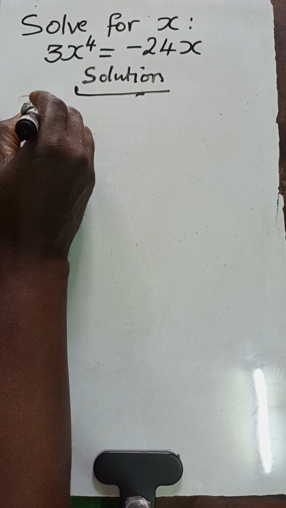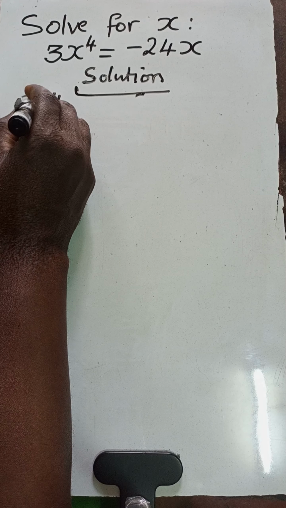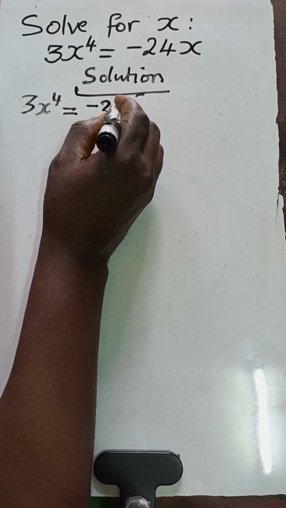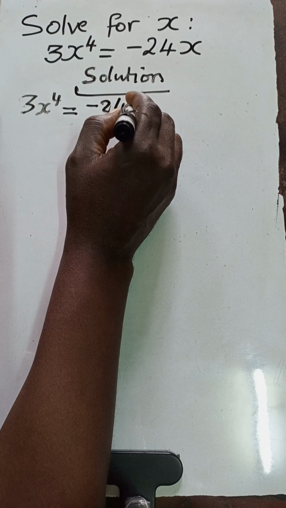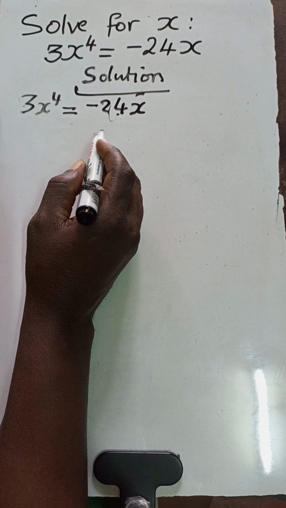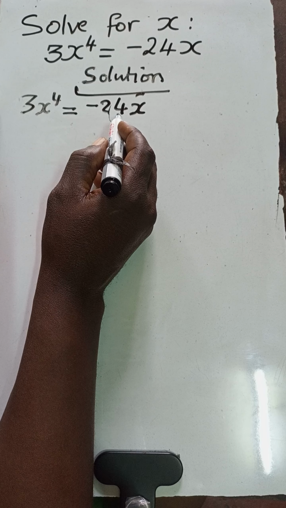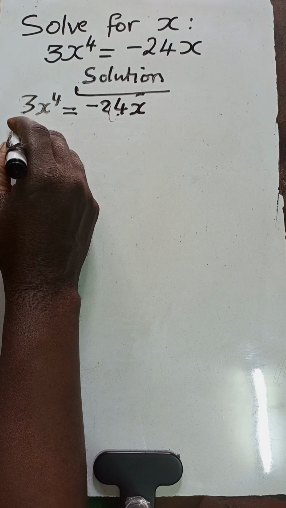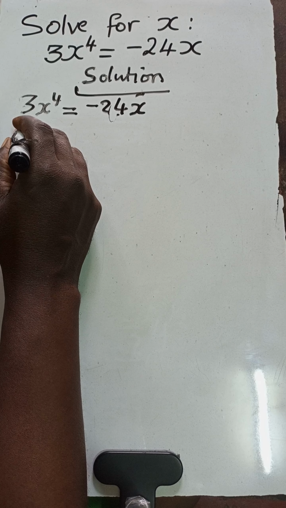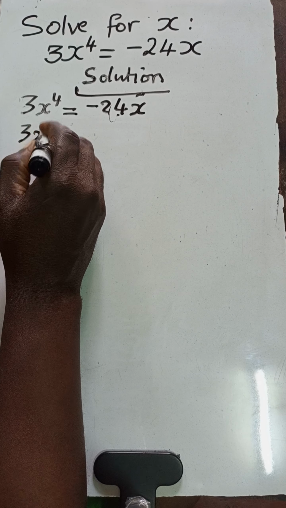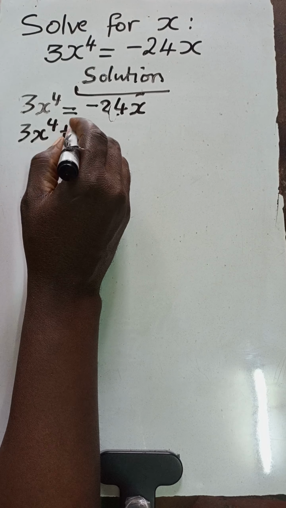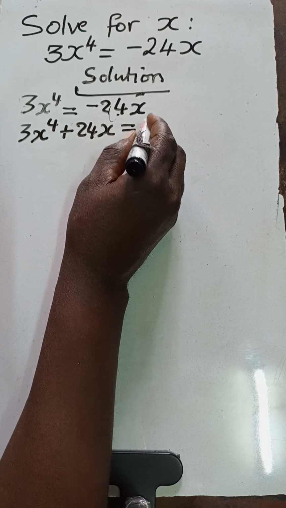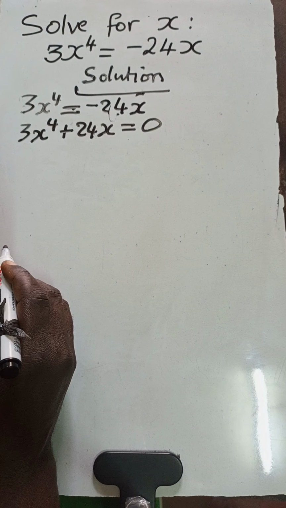3x to the power 4 equals negative 24x. So the first thing to do is to take this negative 24x from the right hand side to the left hand side. So it becomes positive 24x. So we have 3x to the power 4 plus 24x is equal to 0. We have 0 on the right hand side.